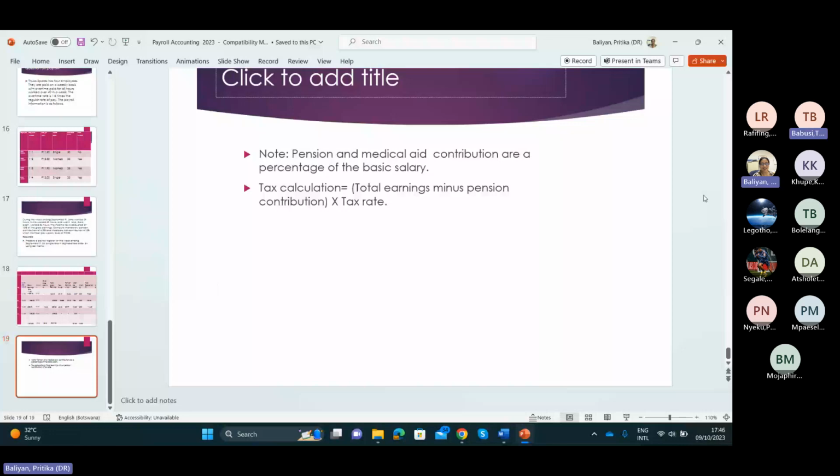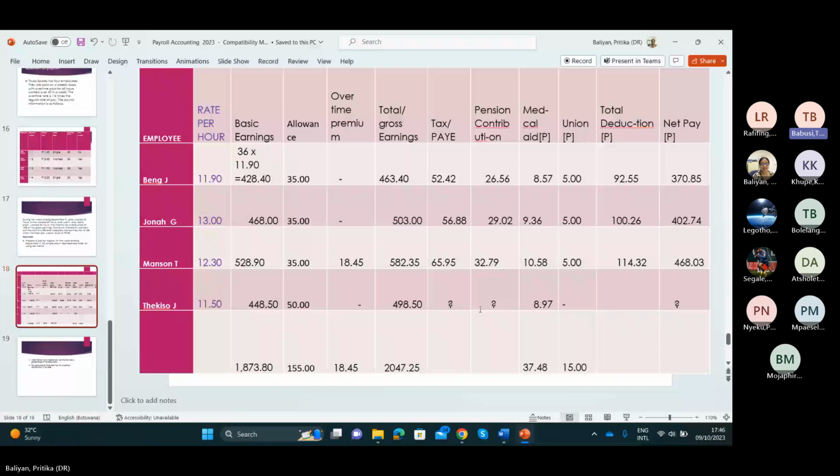Will you be able to do it for the fourth employee? Especially the pension contribution and amount of tax. Will you be able to calculate? Yes, ma'am. Okay. Everybody please try, and then we will see in the next class if we are able to do it.